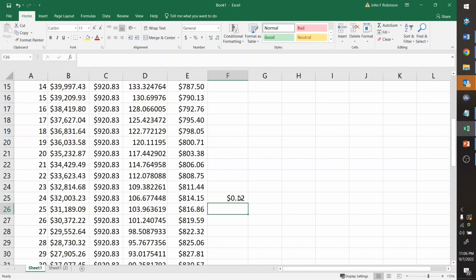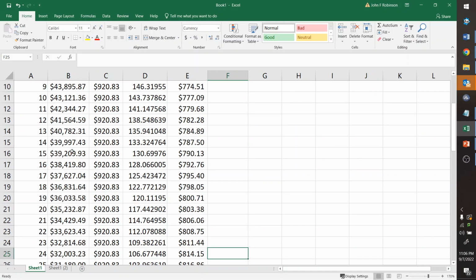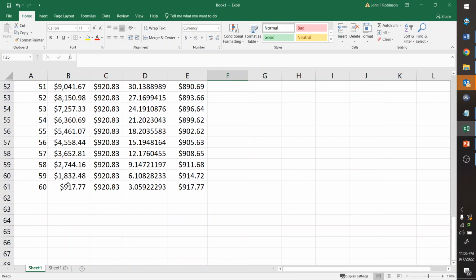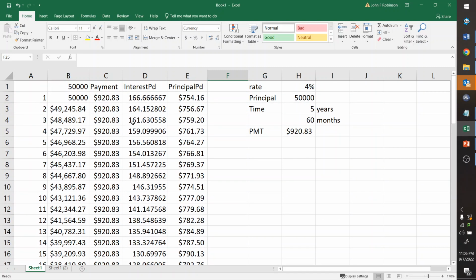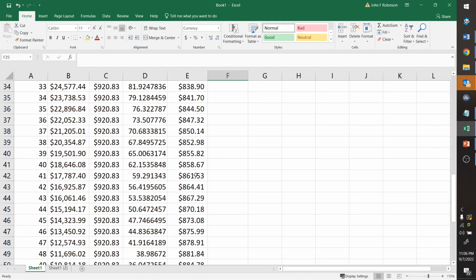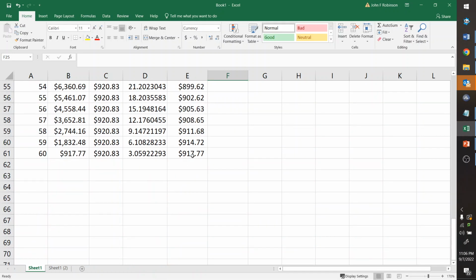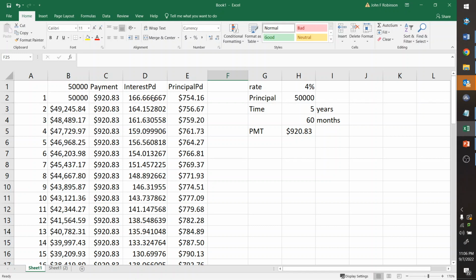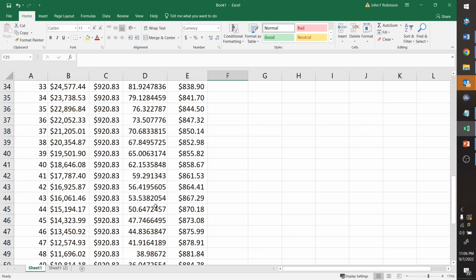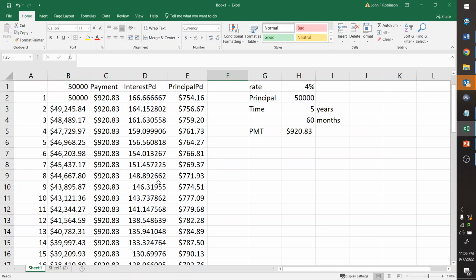So there's lots of different things we can do with this information, but I guess the important parts are seeing this principal being paid down to nothing over time, seeing the fraction of the payment going to principal going up until the end when it's all principal, and then seeing the total paid interest every month going down. Those are all things we can see from a simple annuity table.